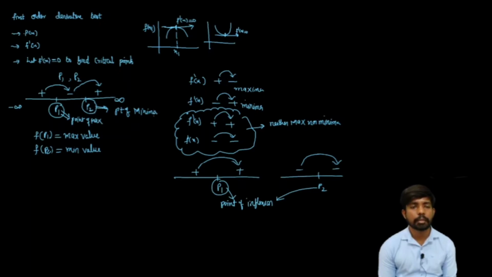a point of minima. Next, in order to find the maximum value, f of P1 is the maximum value, f of P2 is the minimum value. That's all. This is the first order derivative test.